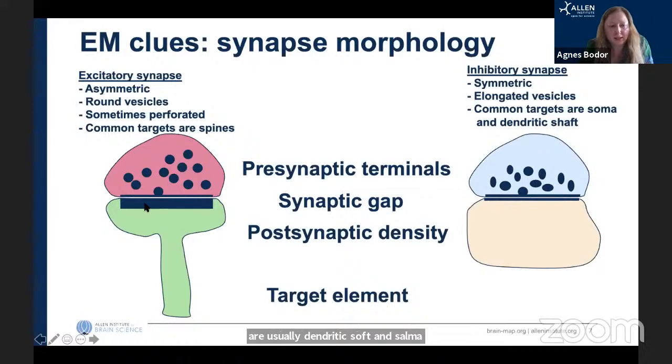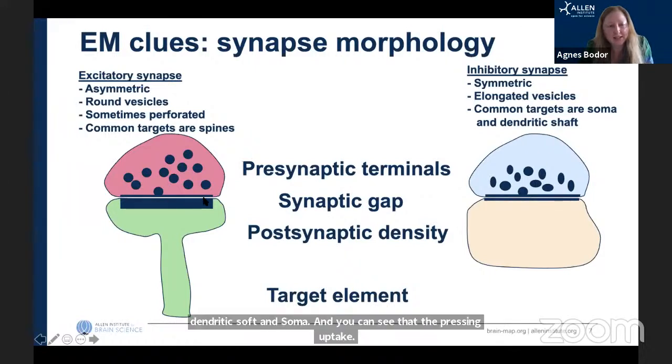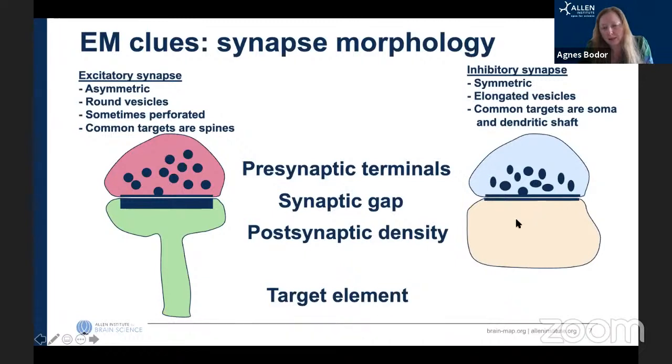And you can see that the presynaptic density is thin, while the postsynaptic is thick in the case of excitatory synapses, while for the inhibitory synapses, both densities are thin. And because for excitatory one is thin and another thick, it's called an asymmetric synapse.